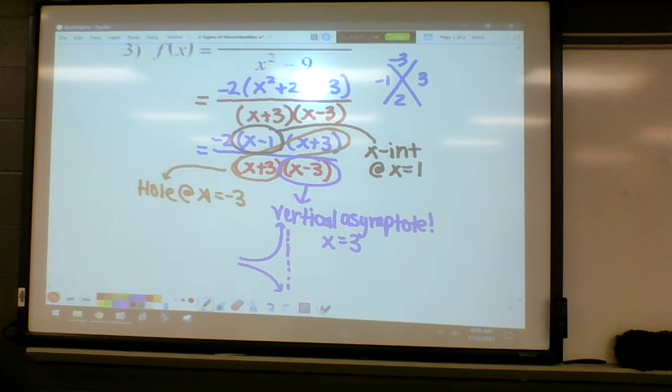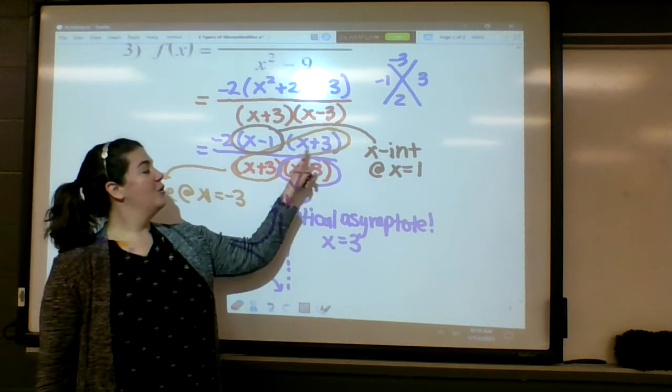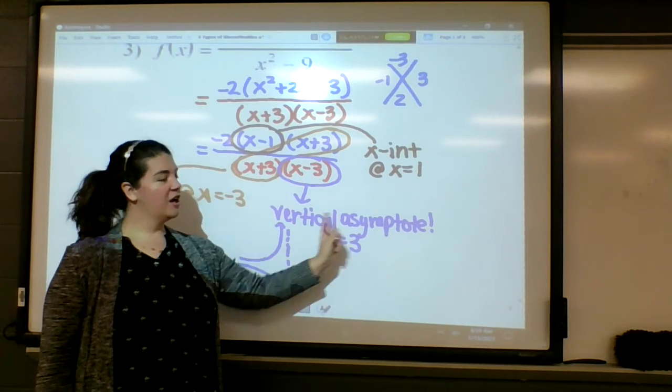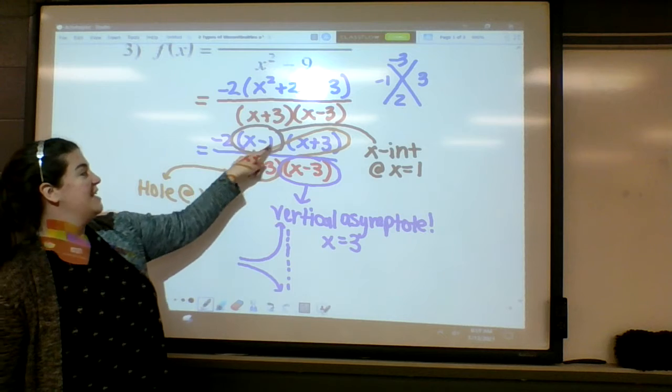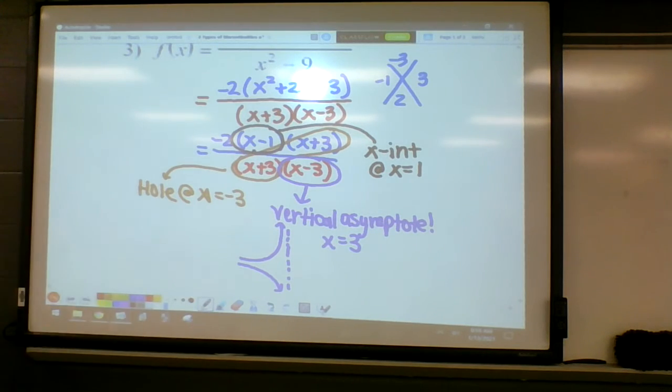Why is it not the negative 3? Because what's on the graph at negative 3? It's a hole. And if it's a hole, it can't be an x-intercept. So if you have a match, it's a hole in the graph. If you are in the denominator, it's going to cause a vertical asymptote in the graph. And if it's in just the numerator, it will make an x-intercept for you.